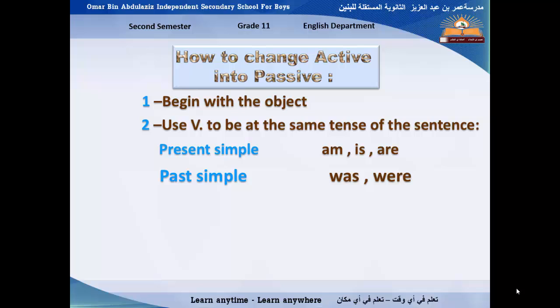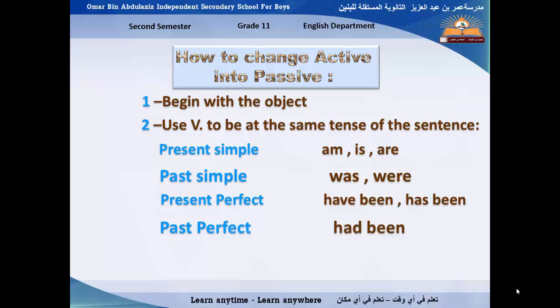If the statement in the active voice is in the past simple, we have to use verb to be in the past, which is was or were. If the active statement is in the present perfect, we have to use verb to be in the present perfect, which is have been or has been. If the active statement is in the past perfect, we have to use verb to be in the past perfect, which is had been.